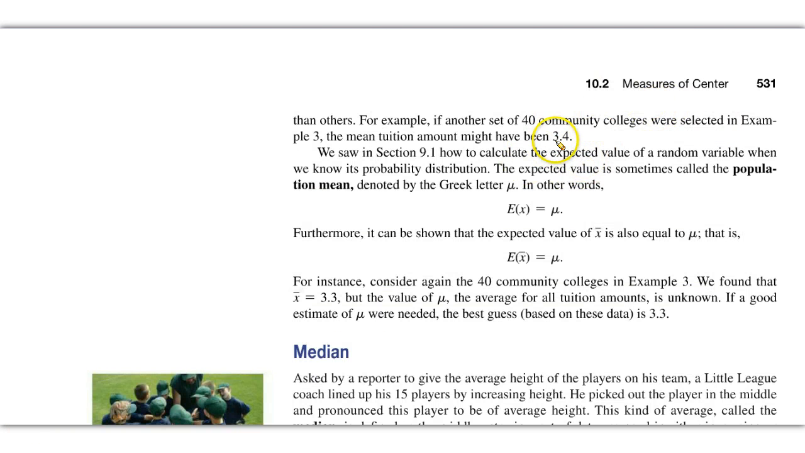And they go on to develop this a little bit more. We didn't do topic 9.1, but they want to mention here that sometimes the expected value of something, which is called the population mean, and they use the Greek symbol mu, that the expected value would equal mu. And that's what they're showing here. Now, if you had considered another grouping of 40 community colleges, you might find, again, the mean would be 3.3, but another might have been 3.4. But notice that 3.3, 3.4, you're in the close neighborhood.